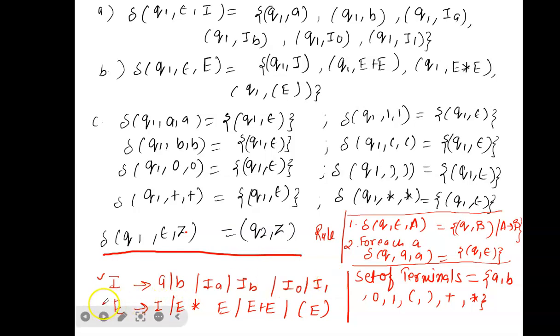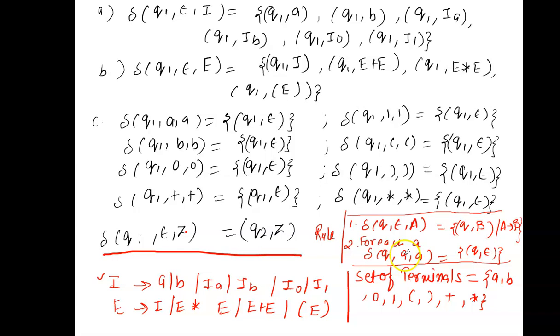Same way for the second production, when the non-terminal is E, so E to I. When I'm considering it, the left hand side of the production is E, the right hand side is I. So what is A here? A is the left hand side of the production, that is E, and what is beta here? That is I. So I'm going to write Q1 epsilon, and instead of A I'm going to write E. Here it will be Q1 I. The second one, E star E, so beta is E star E, so it will be Q1 E star E, and then E plus E means Q1 E plus E, and E to E in opening and closing parenthesis, so Q1 E. So like that we have written the transition function using rule 1 for each non-terminal.